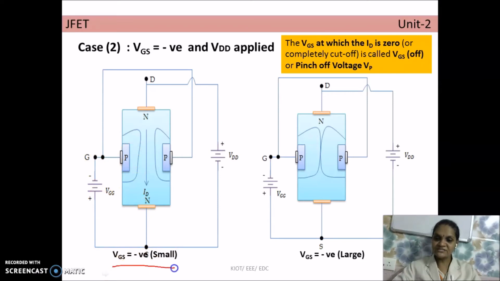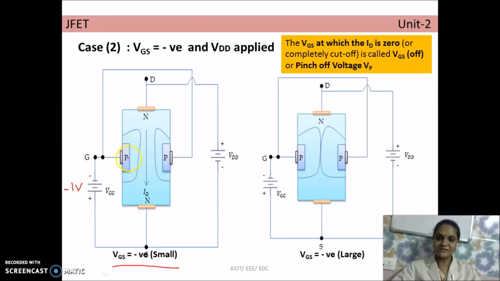Now if VGS is negative, for example if we apply a small value of minus 1 volt, this is in reverse bias. More and more holes are present here. All those holes are attracted towards the negative terminal of the battery, and the electrons present here are attracted towards the positive terminal of the battery. As a result, the width of the depletion layer increases. This is because it is happening on either side. This P region is also connected to the negative terminal, so this P is also in reverse bias.